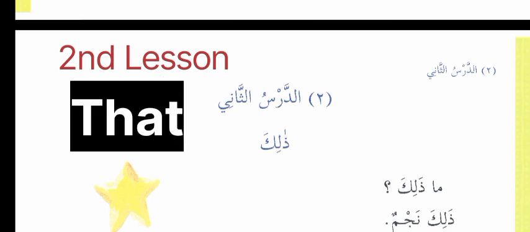If something masculine is a little far from us, in Arabic we use dhalika, only for masculine things, okay? Like in English we use this for near things and that for the thing that is a little far from us. We say this thing, that thing. So in Arabic we say هذا الشيء, ذلك الشيء. So ذلك means that in Arabic. Okay, so let's start our new lesson.